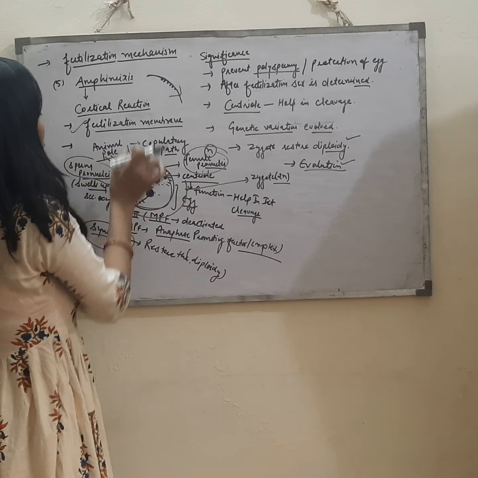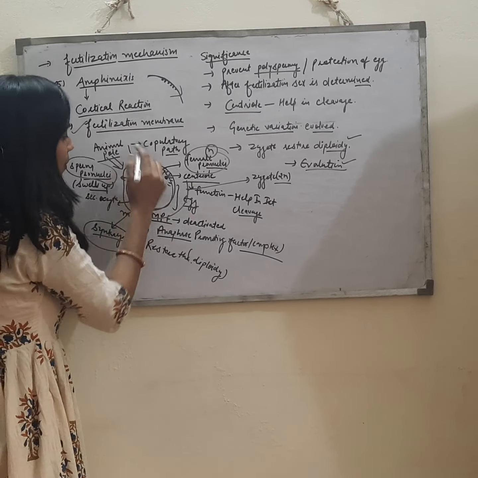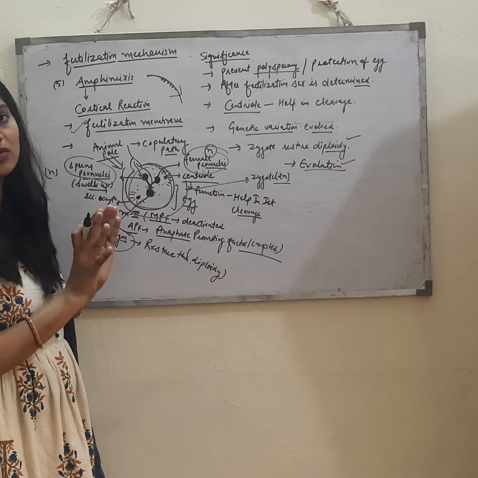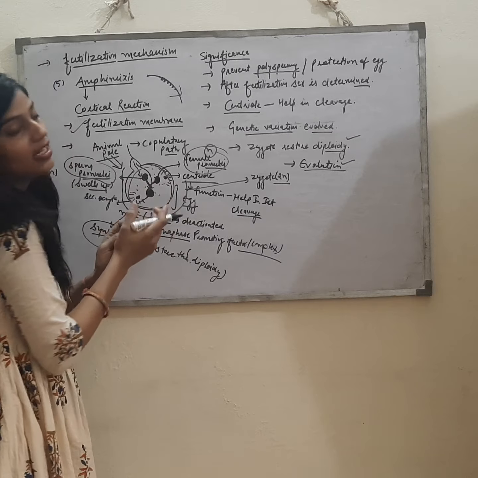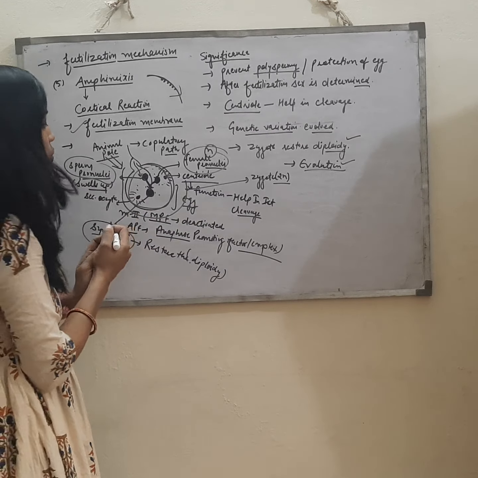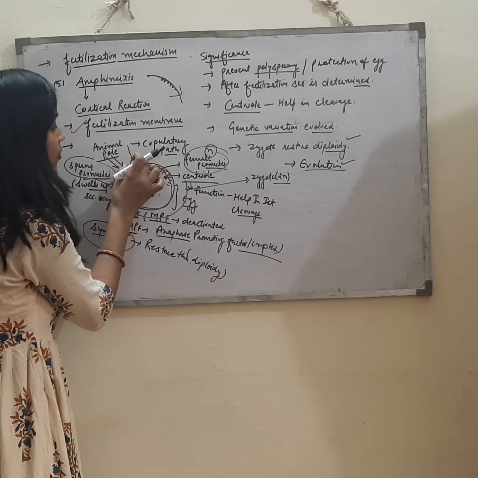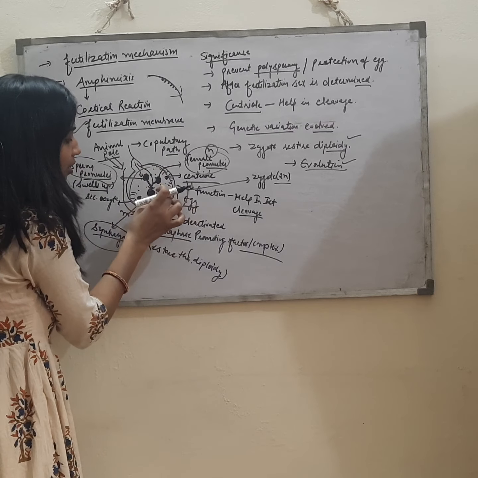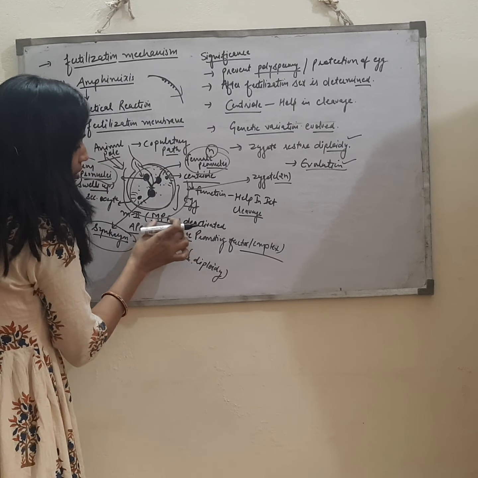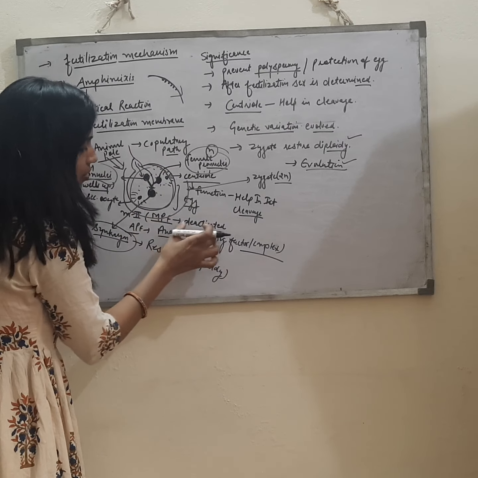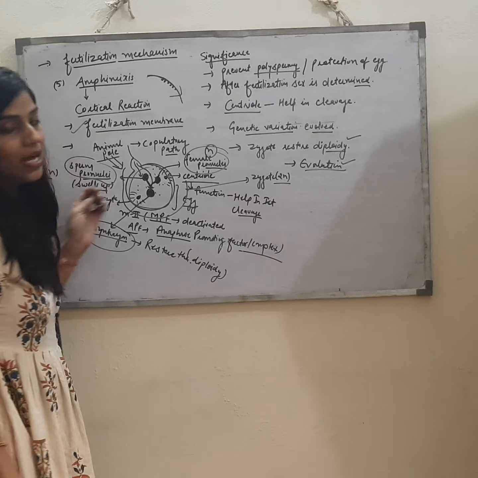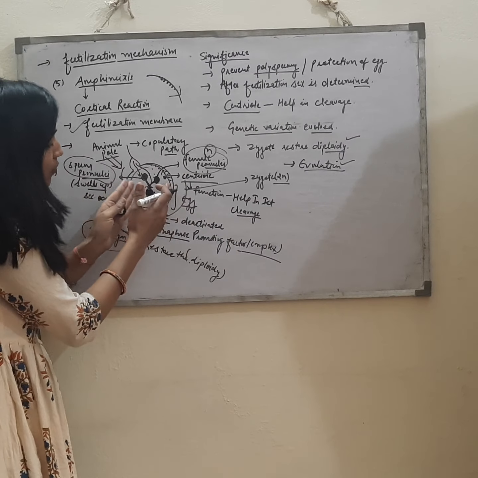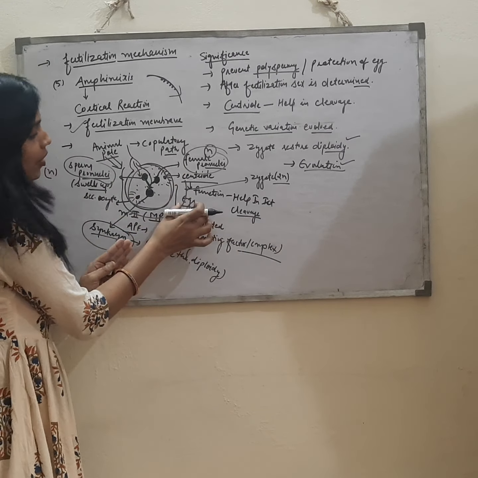Now amphimixis. As you know, this one is the secondary oocyte, and it is arrested in metaphase 2 of meiosis 2. Now when the sperm touches, it completes its metaphase. Now the metaphase promoting factor is deactivated here, and the anaphase promoting complex is activated and proceeds with the following reaction, and now this one is the complete egg here.